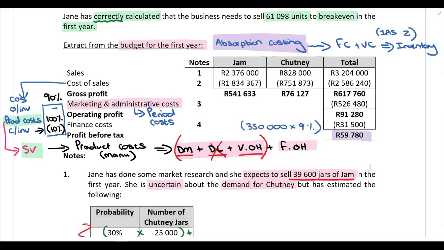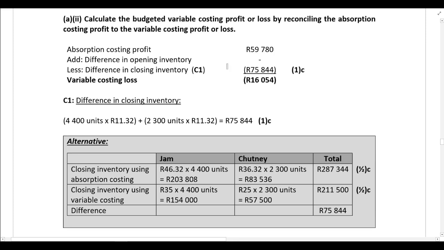So remember, if you go back to your lecture, the logic behind the recon is we are going to start with this absorption costing profit. So there's the absorption costing profit. You need to add any difference in opening inventory, deduct any difference in closing inventory, and that will give you your variable costing profit or loss. Now, in this question, we know that the company doesn't have any opening inventory, so there's no difference in opening inventory. Then the easiest way to calculate the difference in closing inventory.